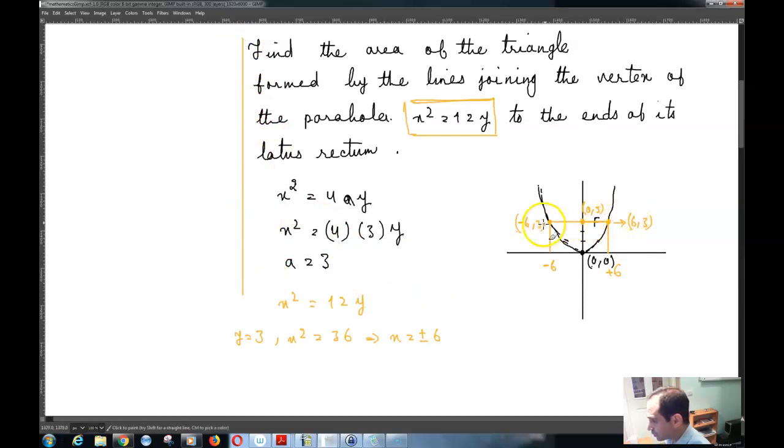You can do it this way, or you can use the formula that we found for the length of the latus rectum, and find the length of the latus rectum of this parabola. This parabola is x squared is equal to 12y. That means that your a is equal to 3.